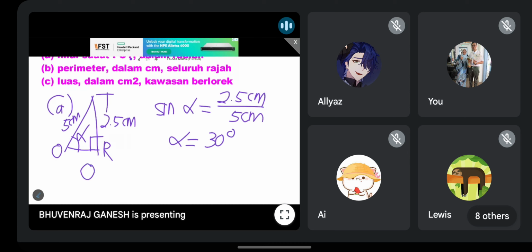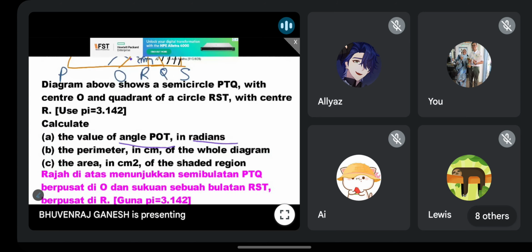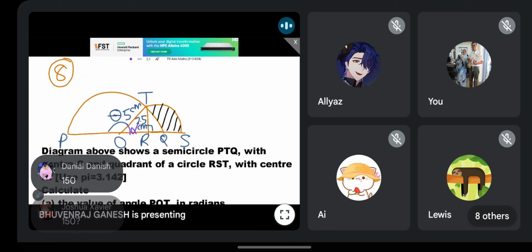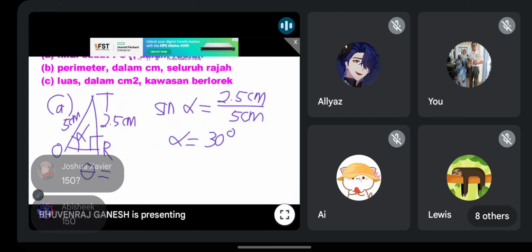Okay, so can anyone tell me theta equals to what? What is the value of theta? Kalau alpha 30 degree, what value you will get for theta based on the diagram? This one is alpha. So theta how much? In degree first, dalam unit darjah dulu. Or if you want, you can give your direct answer in radian. Okay, 150 degree. Okay, now convert to radian. So how much you get?